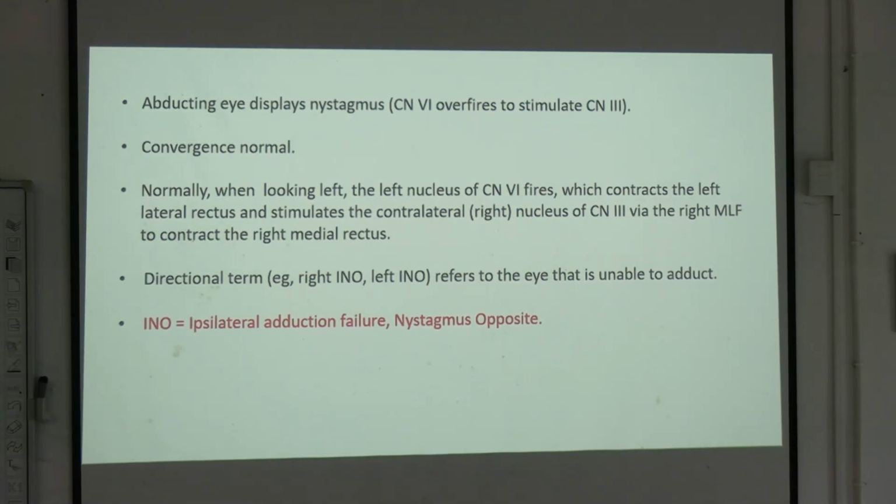Convergence will remain normal. Normally when looking left, the nucleus of cranial nerve 6 fires, which contracts the left lateral rectus and stimulates the contralateral, or right, nucleus of cranial nerve 3 via the medial longitudinal fibers to contract the right medial rectus. So remember this line: once there is INO, internuclear ophthalmoplegia, there is ipsilateral adduction failure and contralateral abduction with nystagmus.